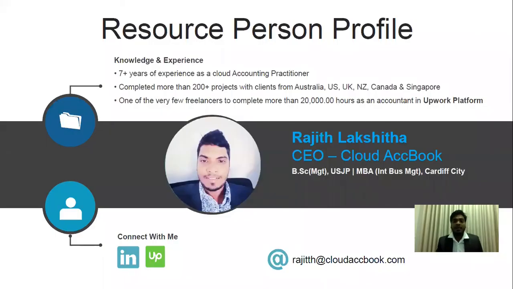Talking about myself, I'm Prajit Lakshita, the CEO of Cloud Tech Book Private Limited. I have more than 7 years of experience as a cloud accounting practitioner. I have completed more than 200 projects with clients from Australia, the US, the UK, New Zealand, and other major countries. I'm sure most of you are aware of the freelance platform Upwork, and I'm one of the top freelancers, with more than 20,000 hours. Our company helps clients from the US and UK with cloud accounting system implementation, and we also provide consultancy, bookkeeping, financial analysis, and similar services. If you have any questions, you can email me, and you can also connect with me on LinkedIn if you want.